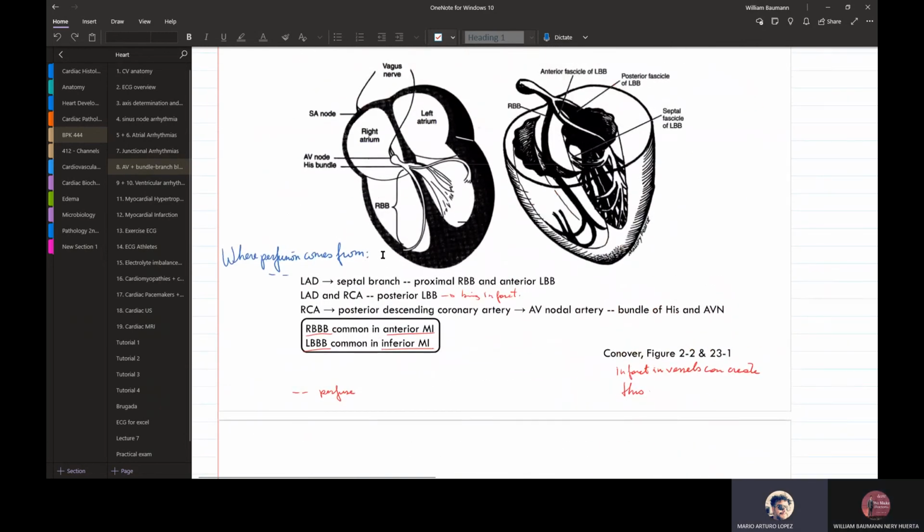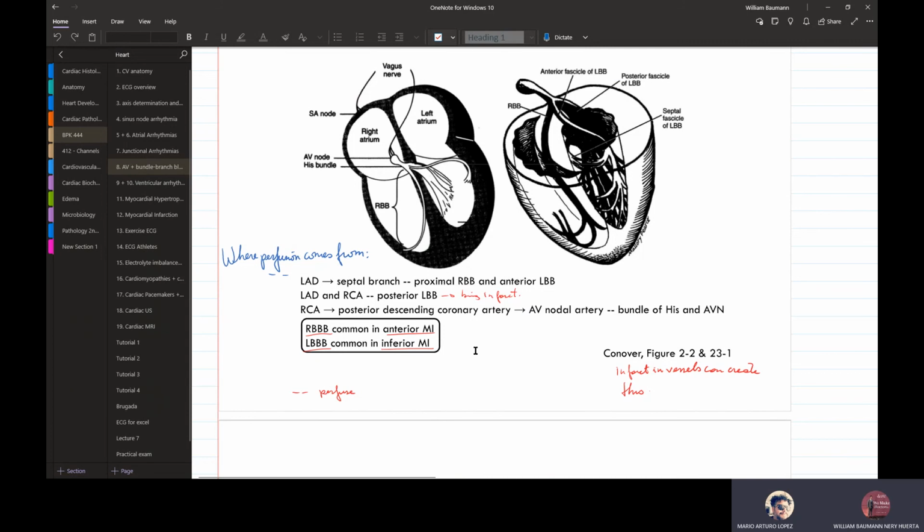Remember you mentioned to me, does it depend which artery? And I say, yes, it does. Look at this one. Common in inferior myocardial infarction. So if you have an infarction in the inferior, you might get a left bundle branch block. If you have an anterior myocardial infarction, you might get a right bundle branch block.